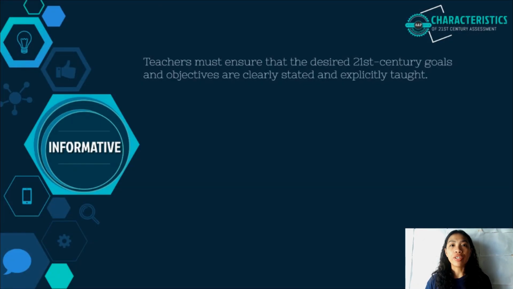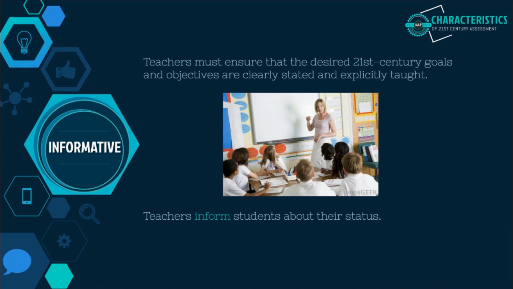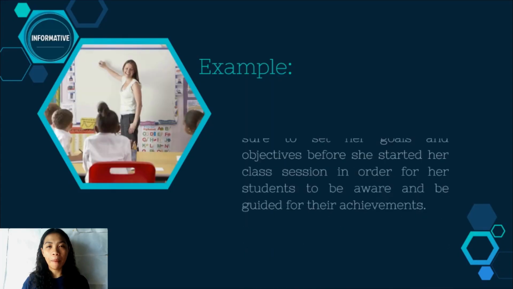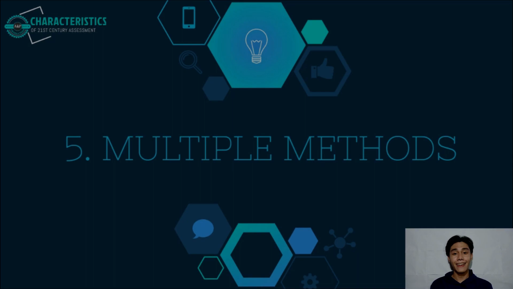Next is informative. Teachers must ensure that the desired 21st century goals and objectives are clearly stated and explicitly taught. In this characteristic, teacher review is important where it informs students about their status. So for the example, Teacher Joy is always making sure to set her goals and objectives before she starts her class session, in order for students to be aware and be guided for their achievements.